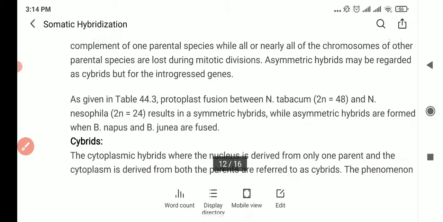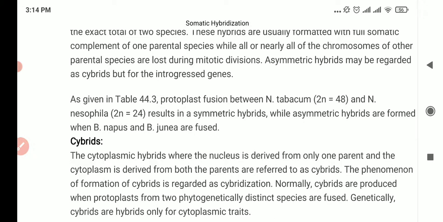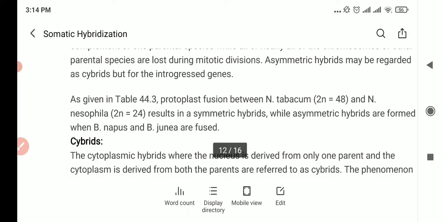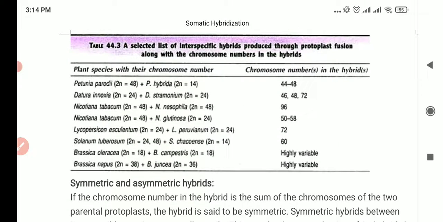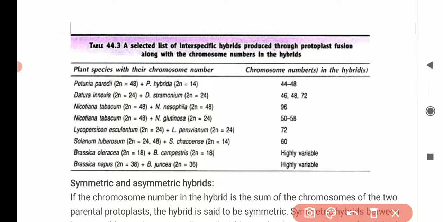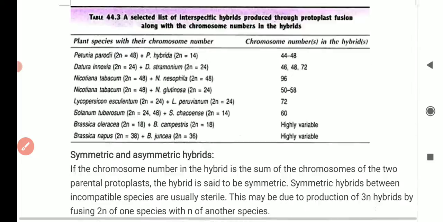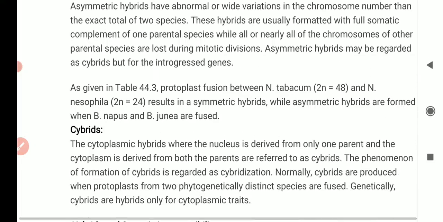Just like in the table, you saw that there was a range. Here in the table, you're getting some range, no? So you add them up. If they come together, it means they're symmetric. If the numbers come out different and variable, it's asymmetric.